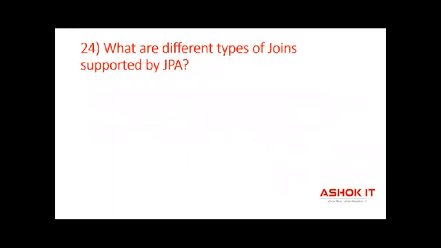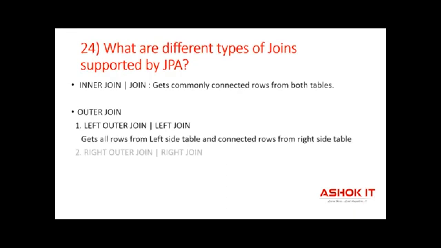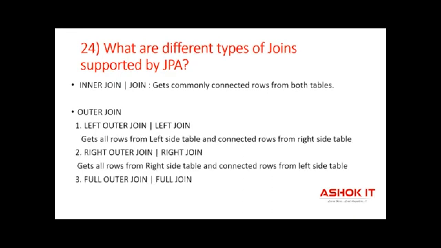What are the different types of joins supported by JPA? We can mention inner join, fetching data from two tables which are actually commonly connected. Inner join and join meaning is the same. The word inner is optional. And we have outer joins. There are three types: left outer join, right outer join, and full outer join. Remember, left outer join or left join is the same. The word outer is optional.